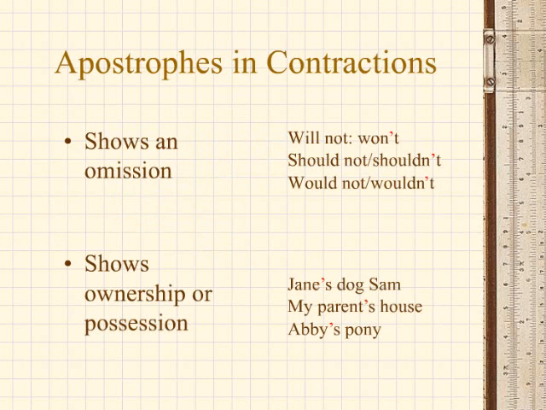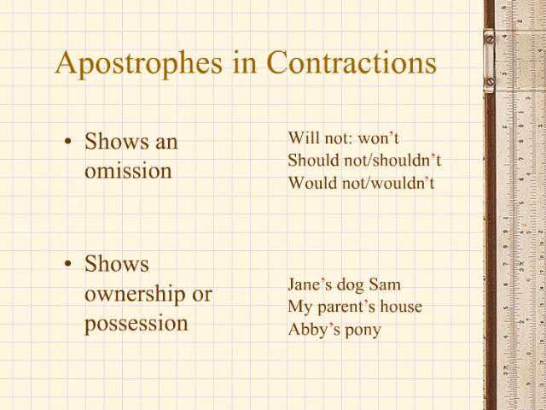Let's go over apostrophe use in contractions. A contraction is the combination of two words through omission of one or more letters and use of an apostrophe. Here are a few examples of contractions: won't for will not, shouldn't, should not, wouldn't, would not. Do you see how the apostrophe joins the two words together?